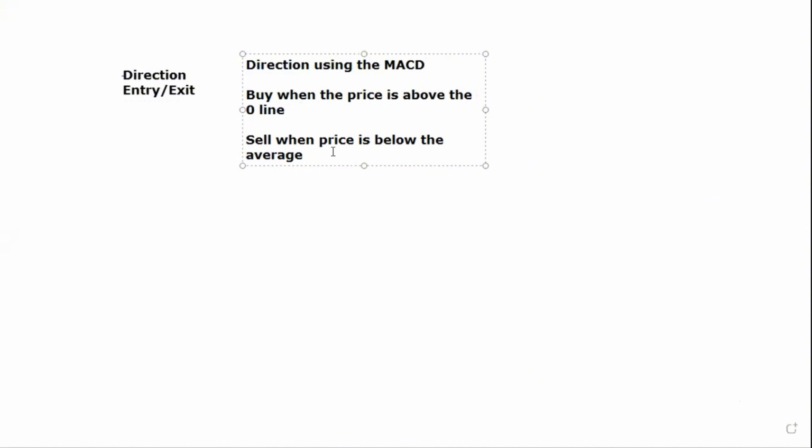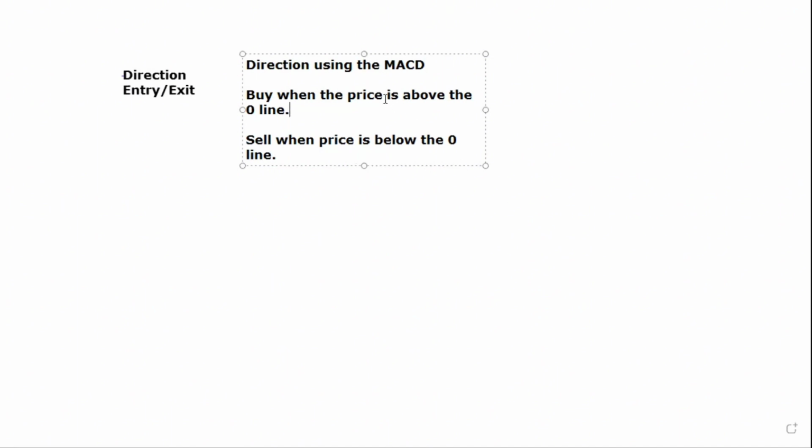Zero line. So when price is below the zero line, it's as simple as that. This is just a simple rule. Everything I've been saying is just trash. It doesn't matter whether you understood anything I said or not. This is just a simple thing. You have the zero line. When price is above it, buy. You have the zero line. When price is below it, sell.